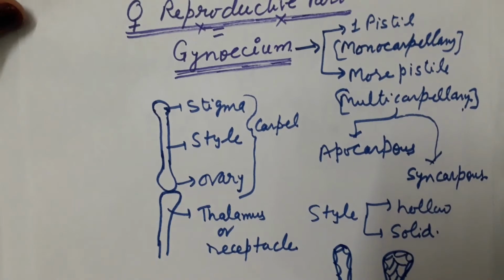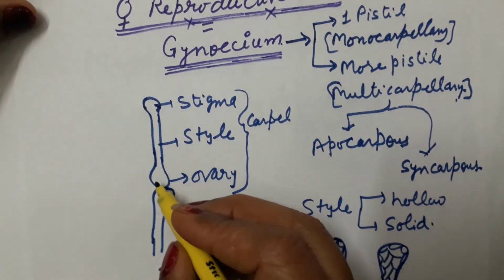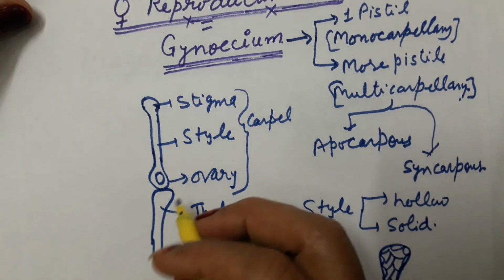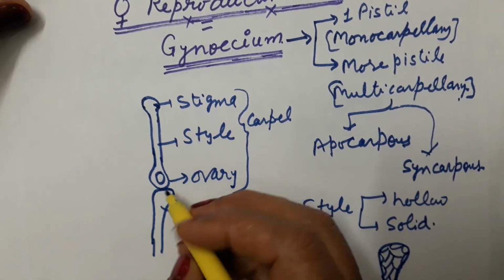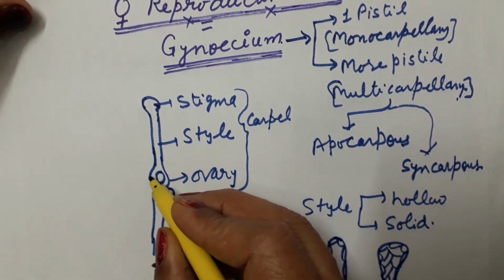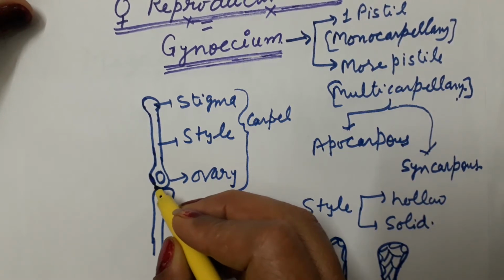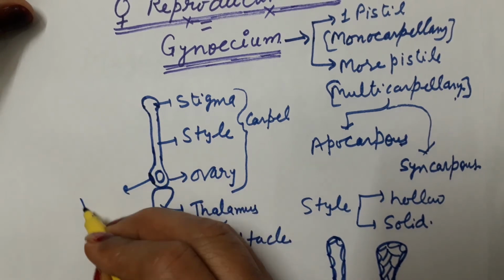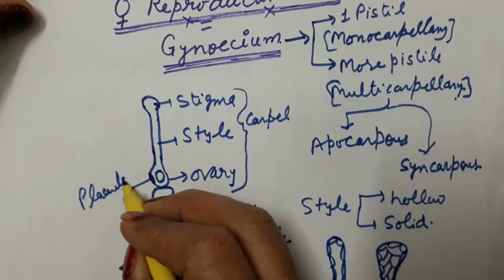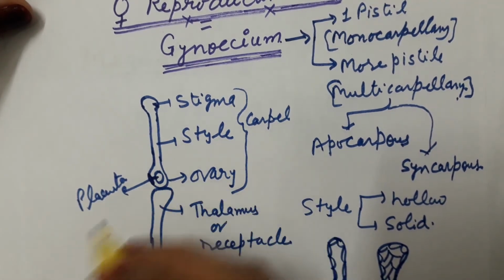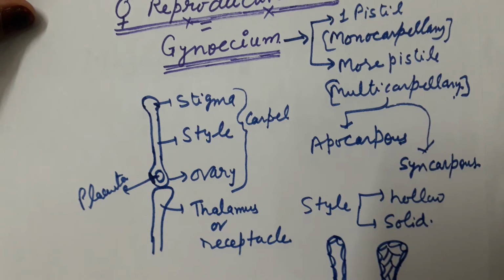Inside the ovary, ovules are present. Ovules are attached with the ovary wall where a tissue is there which is known as placenta. So the ovule remains attached through this placenta. The arrangement of ovules on the placenta is known as placentation.